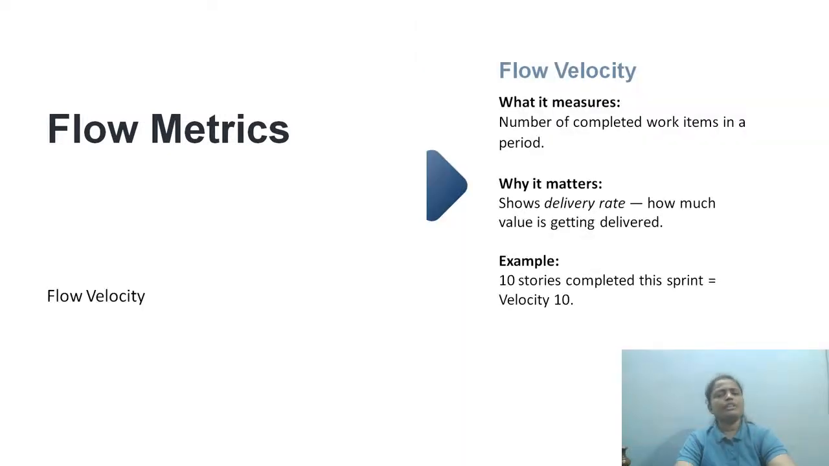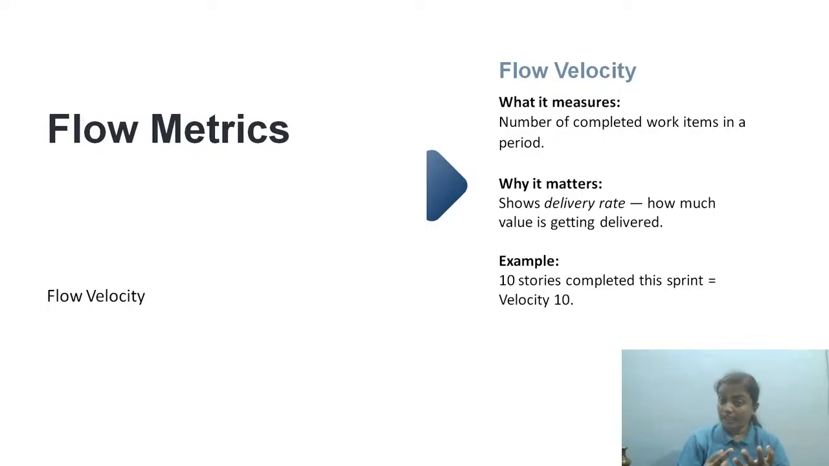Now, the first flow metric is flow velocity. I'm going to start with a very simple topic that we all are aware of. We all know what velocity is. But when it comes to flow velocity, I'm not going to talk only from the sprint angle, because Kanban doesn't have any sprint cycles, right? So I'm going to use the phrase: number of completed work items in a specific period of time.